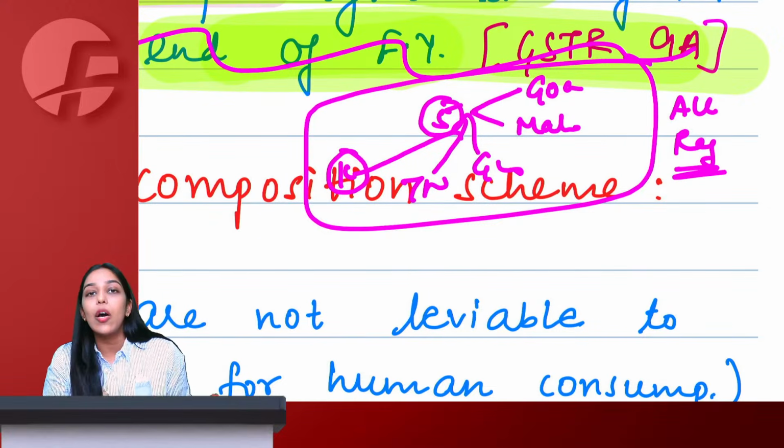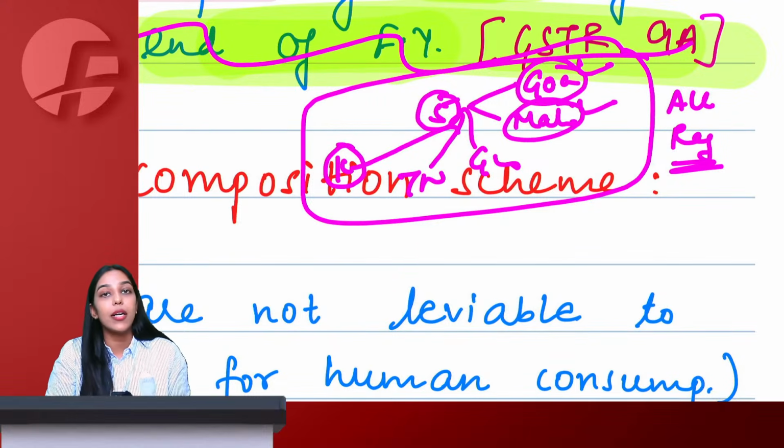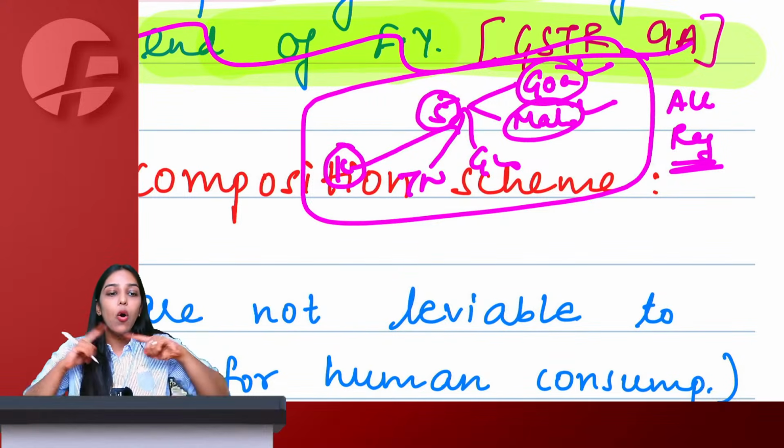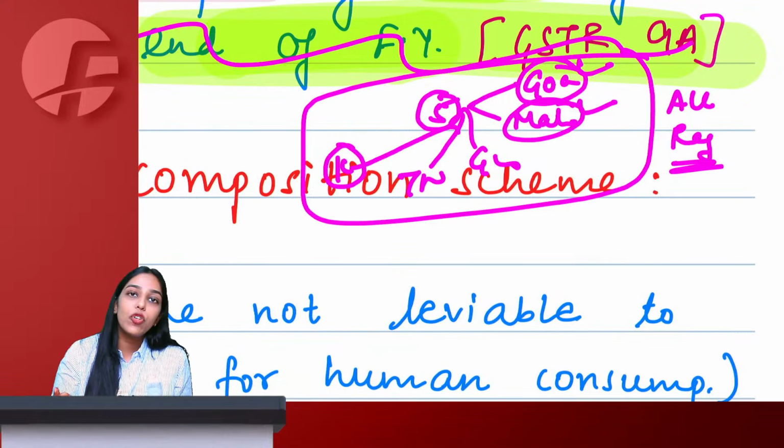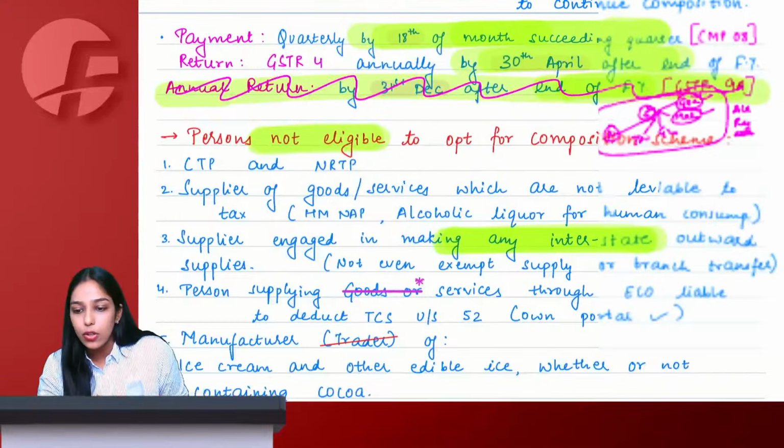It is not allowed that you be a regular person in Goa and a composition person in Maharashtra. Under the same PAN, all registrations must be either regular or composition. Say yes or no.